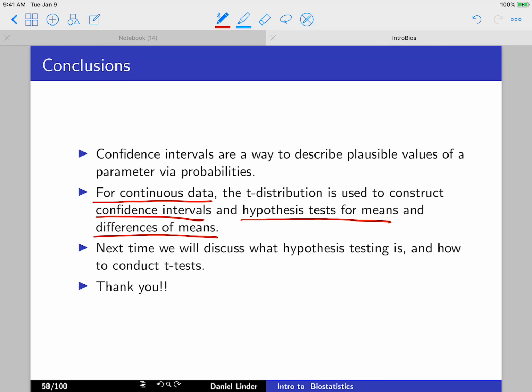Okay, so next time we will discuss hypothesis testing, how you carry it out, and what the mechanisms and need-to-knows are there.